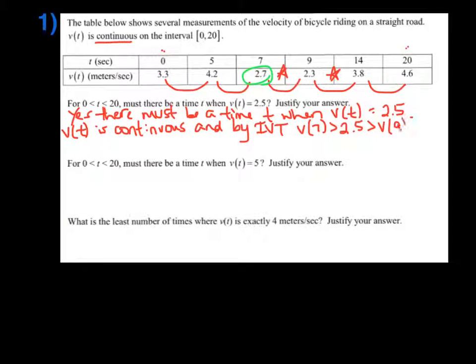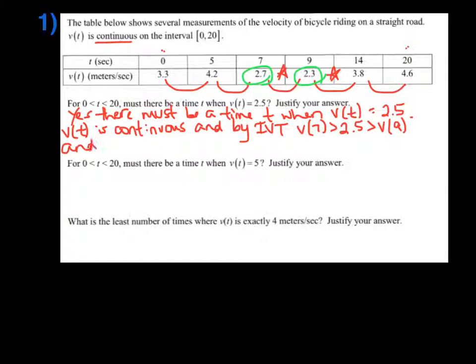And check, what is v of 9? v of 9 here is 2.3. So I think we agree that 2.7, which is v of 7, is larger than 2.5, which is larger than v of 9, which is 2.3. All you're doing is safely showing that your height, your k value, if you go back to the theorem, of 2.5 safely falls in between two existing y values. And we can state another one.